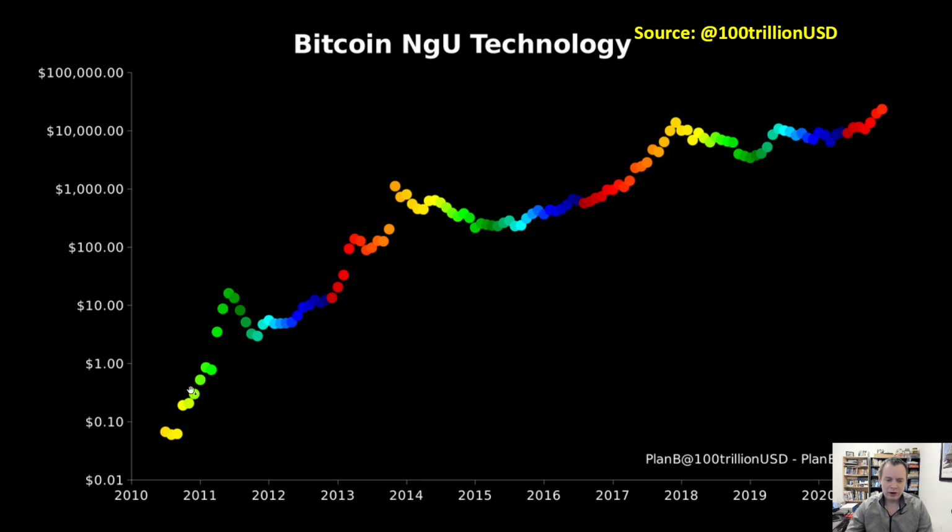So the argument goes that this first peak here and this subsequent 85-90% retracement is actually in fact part of this cycle as well. So this is one big cycle, and then this is another major cycle, and then we're in a third major cycle. So I think those are the two main arguments that they would say.